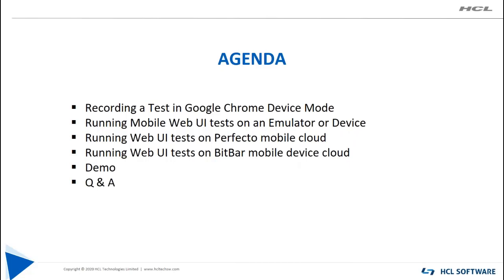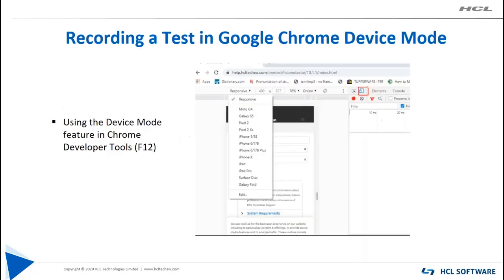The first thing is how to record the mobile web application using Chrome device mode. Following that, we play back the script we recorded in Chrome device mode in an emulator. The same test will be executed on the Perfecto cloud platform. Then following that, we'll execute it on a Bitbar mobile platform. For the recording of a mobile web application, we can use the Chrome browser, making use of Chrome device mode. Let me get into the demo for better understanding.